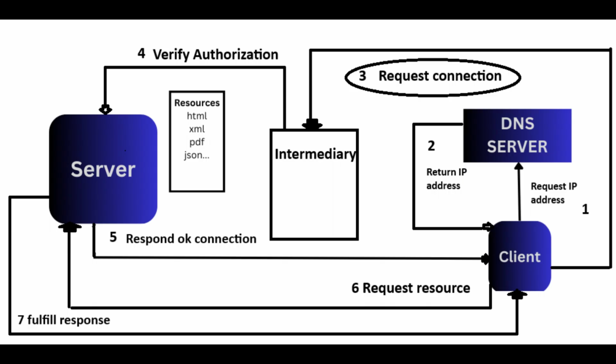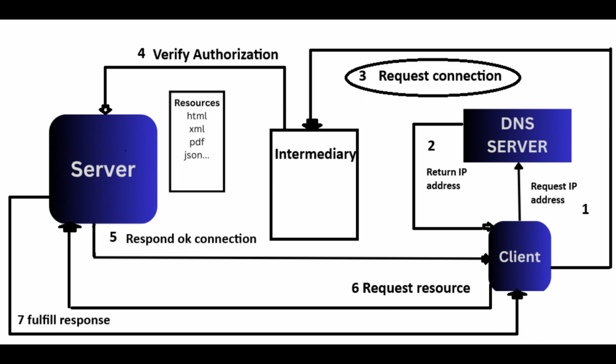And then there will be some intermediate servers too. So before initiating the request, first the server wants to know if the client has authorization to access the resource, because it cannot send data to everyone. It wants to check that the client has the authorization. So the client sends a connection request to the intermediate server. The intermediate server then verifies the authorization with the server.